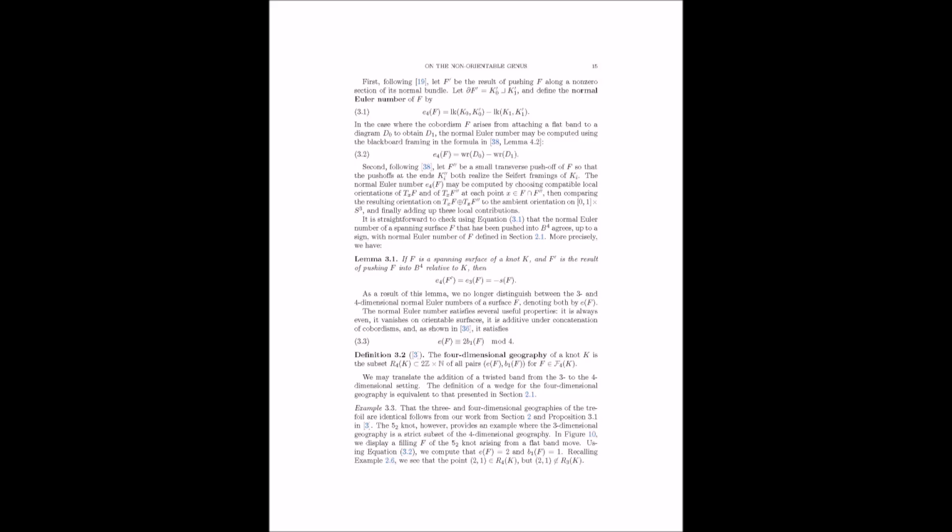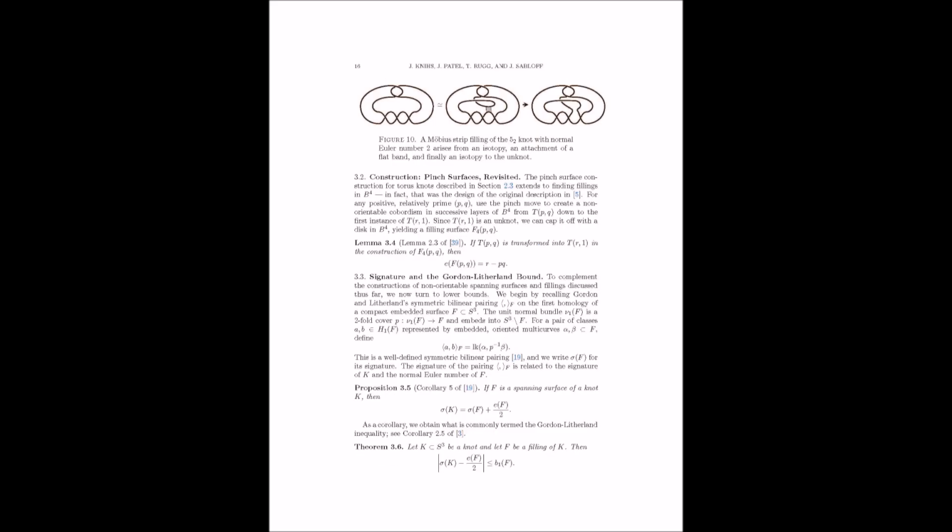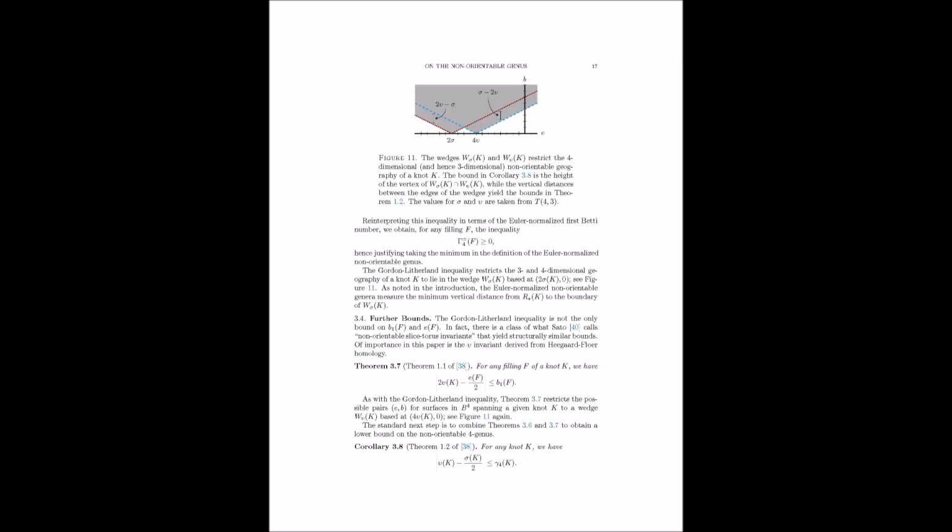They also define an average. We also define the average Euler-normalized genus of K to be γ̂n(K) equals 1/2 times the sum of γ̂+n(K) and γ̂−n(K). Right, so they're just creating a symmetric version. Since you can add a positive twist or a negative twist, sometimes it's useful to just average the two to get a central value that isn't biased one way or the other.